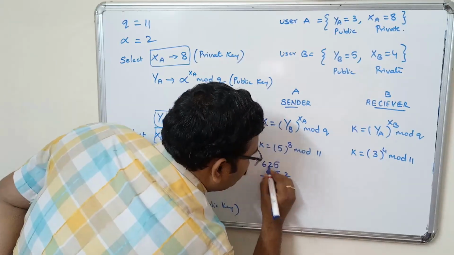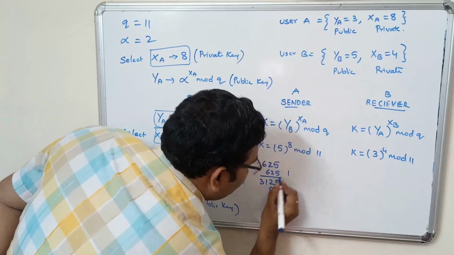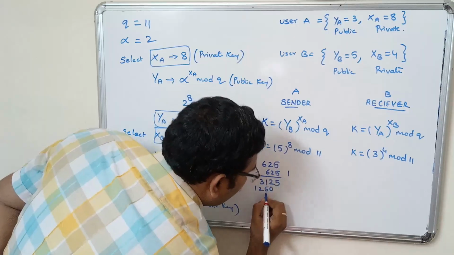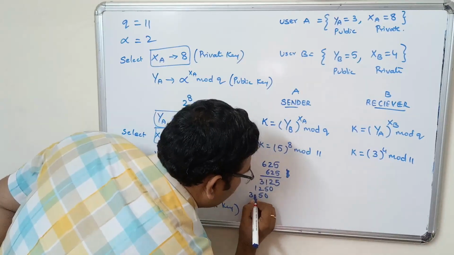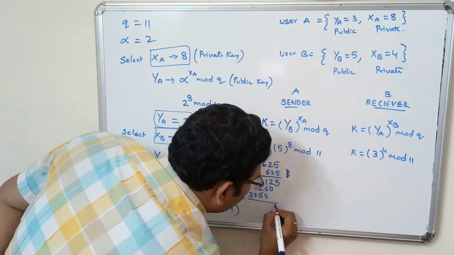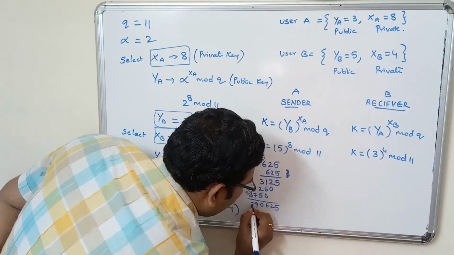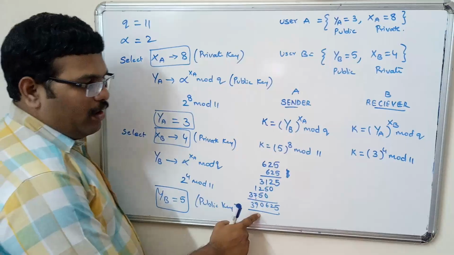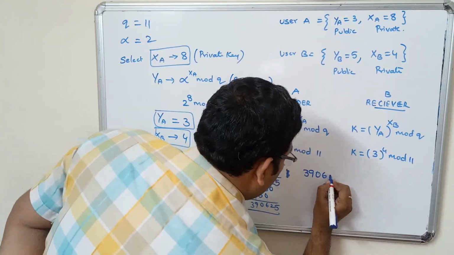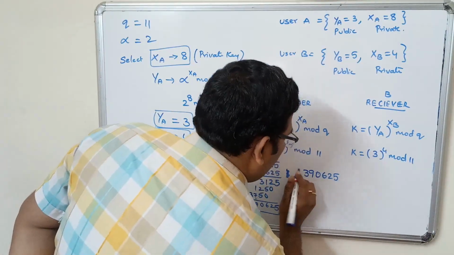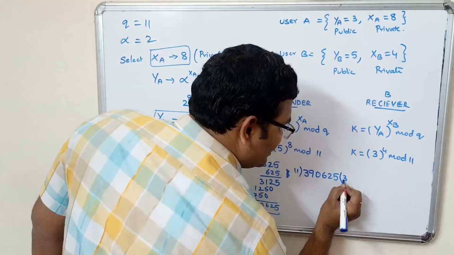So 5 times 5 is 25, and continuing the multiplication step by step, the value of this one is 390625. Now divide 390625 by 11. So 11 threes are 33.